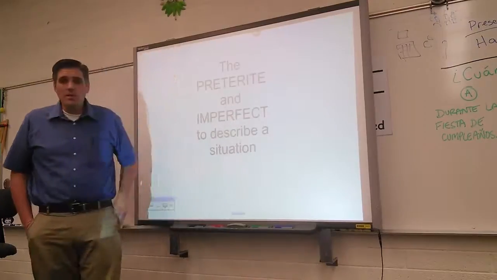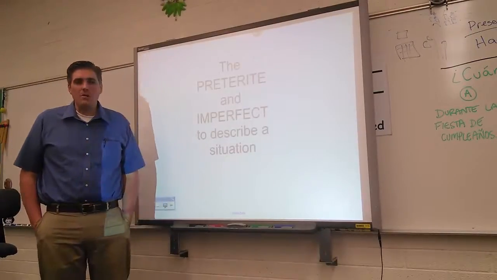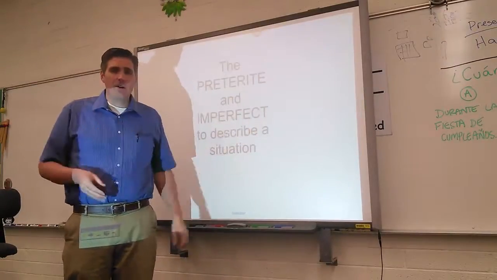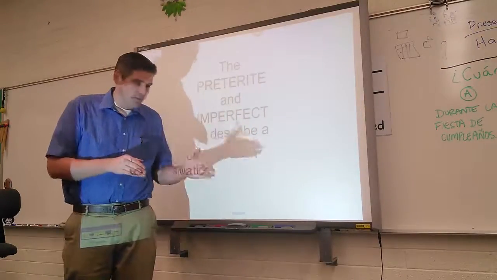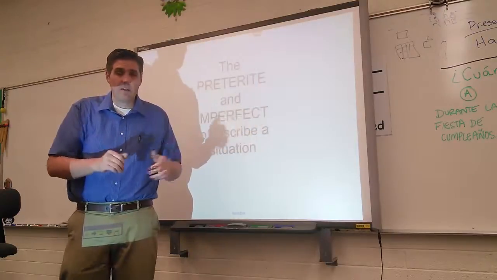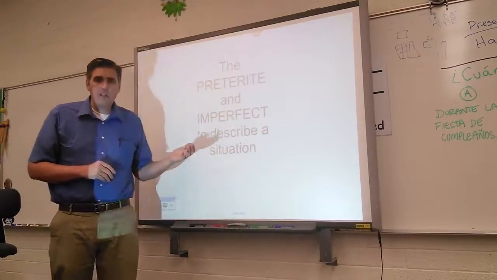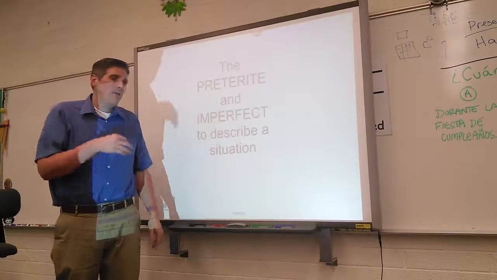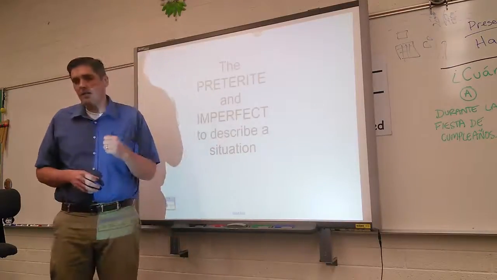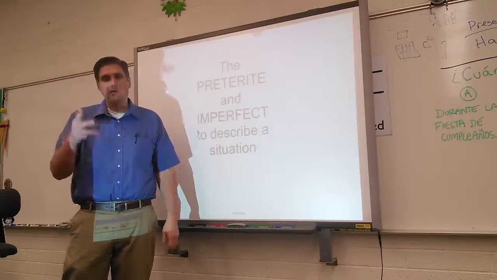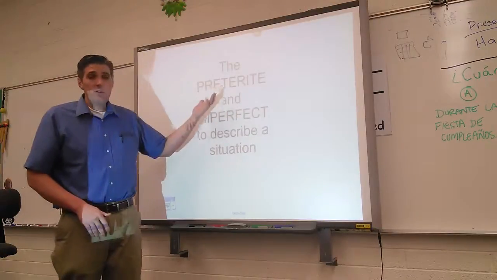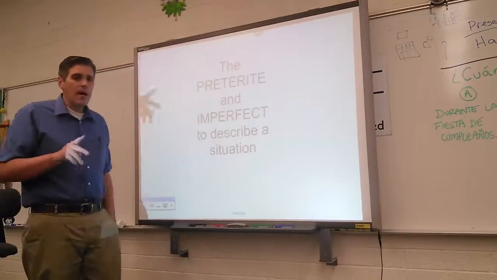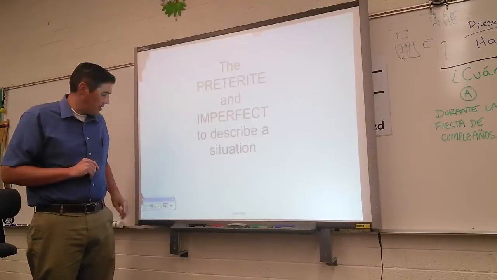Today we're going to be talking about using the preterite and the imperfect to describe a situation. Now in the past we've used the preterite to talk about actions that, bam, are completed in the past. You know, it has a specific beginning, specific end. We've talked about that. And we've used the imperfect to talk about the way things used to be, things you used to do. I was a good kid. I studied all the time. I played with my friends, things like that. So we've used the preterite and we've used the imperfect, but we've used them separately. Today we're going to talk about how to use them together and when to use them together.